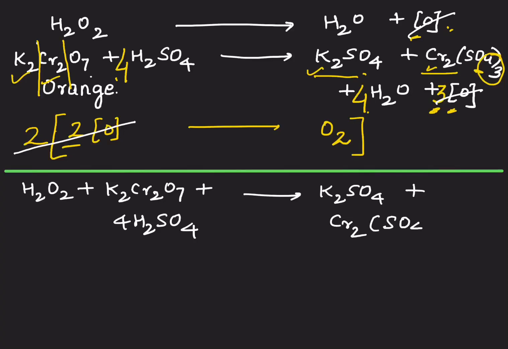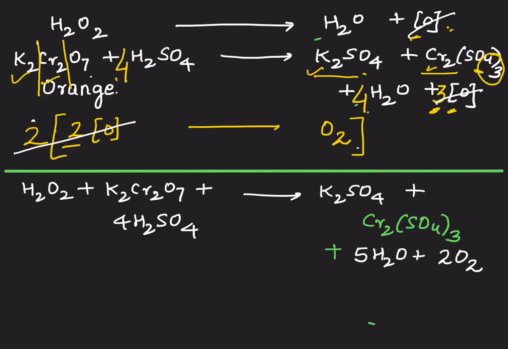Now it is this chromium sulfate which is green in color. So let me do something over here. Let me write it in green so that you are able to remember it as well. Yes? And then total water, 4 plus 1. How many water molecules do you have? 5 water molecules. And what about the oxygen? How many oxygen molecules will be there? Yes, don't forget this too. So you will have 2O2.